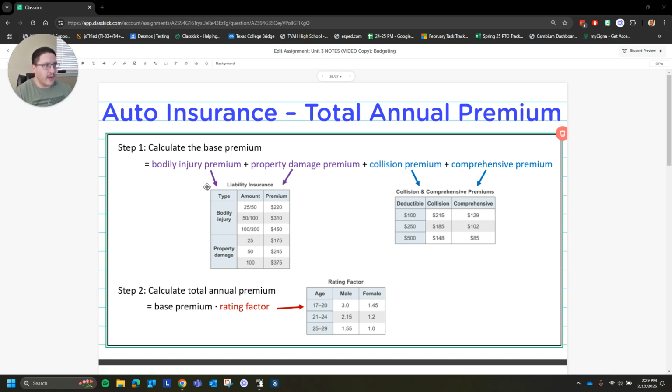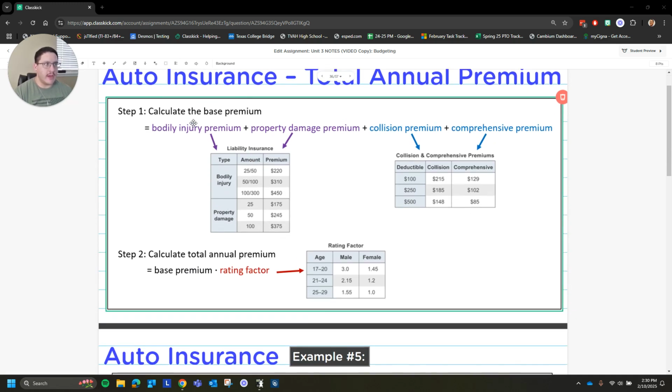And again, these are different deductibles. So deductibles are what you have to pay before the insurance covers the rest. So there's a $100 deductible, meaning you have to pay $100 before the insurance covers the rest. And then you have different types of deductibles. You have $250, you have $500 deductibles, which they all have different types of premiums that you have to pay. Okay, so our first step when calculating auto insurance for these examples is to find out what our total premium is going to be from these different insurances.